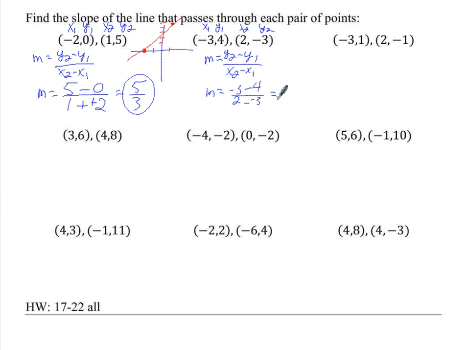Now we can simplify that. What's -3 minus 4? It's -7. Good. Divided by? Yep, we got a change here, and we get 2 plus 3, which is 5. -7/5. Does that reduce? Nope. Circle it, and you're done.